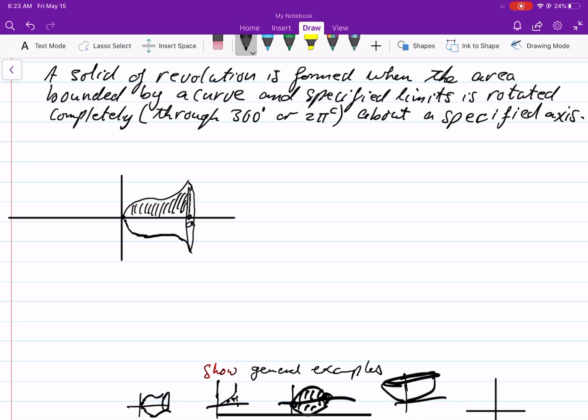Just think of taking that area and wrapping it around the x-axis. It looks kind of like a bell. Let's try a couple more shapes.